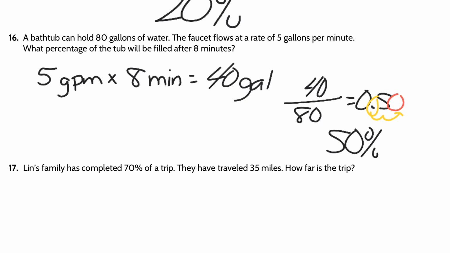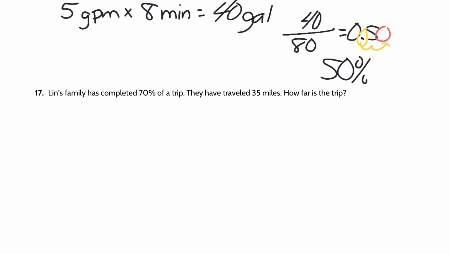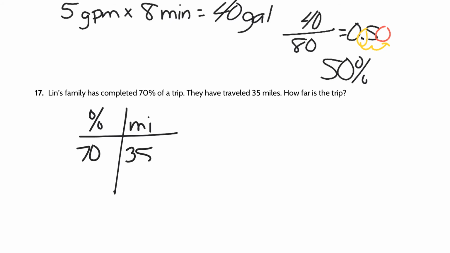And lastly, Lynn's family has completed 70% of a trip. They have traveled 35 miles. How far is the trip? Sometimes it helps to visualize in a table. We may use the table to solve. We may not. We're looking for the total 100%. We know 70% of the trip is 35 miles.